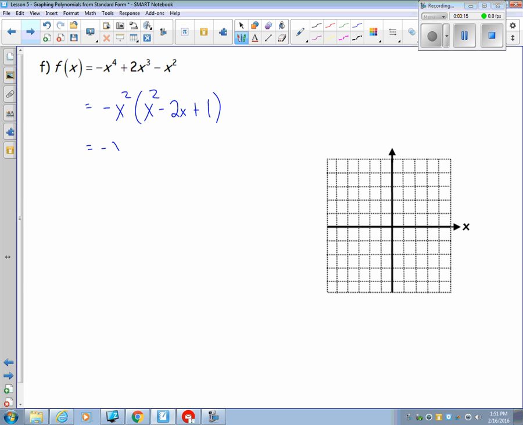Okay. Check my brackets. Can I go further? It looks like a trinomial. Can I think of things that add and multiply? Sure, I can. x minus 1 and x minus 1. Hey, that's weird. That's the same bracket twice. We should probably write that as x minus 1 squared.